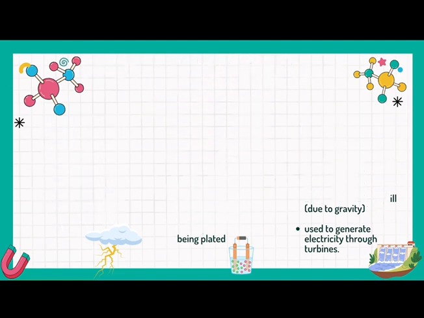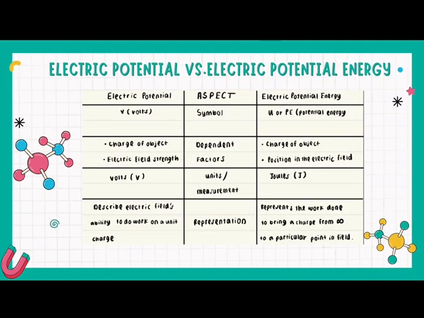Now, I would like to explain to all of you the differences between electric potential and electric potential energy in a few aspects. First, for the symbol, electric potential uses V as the symbol, while electric potential energy uses U or PE, which indicates it as potential energy.